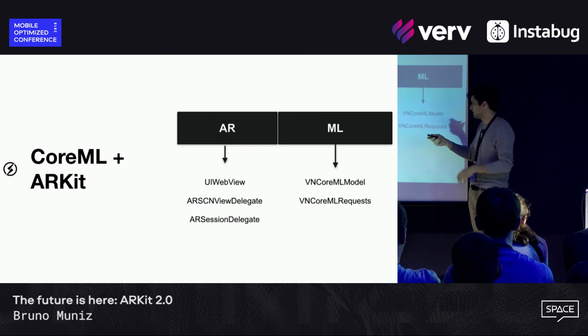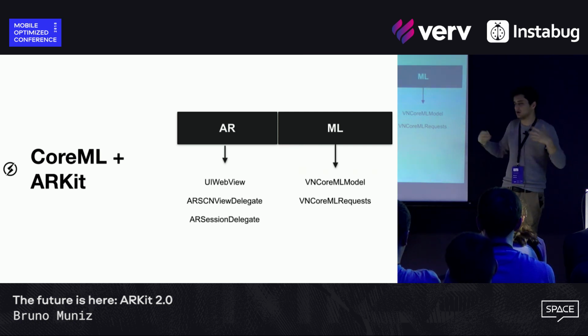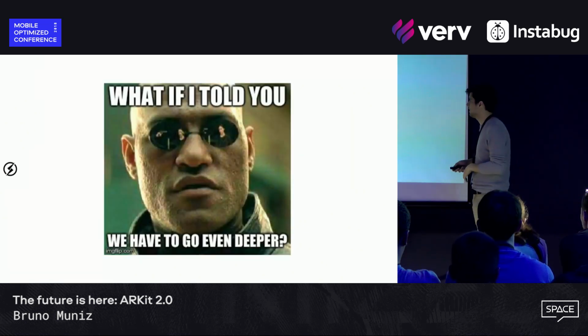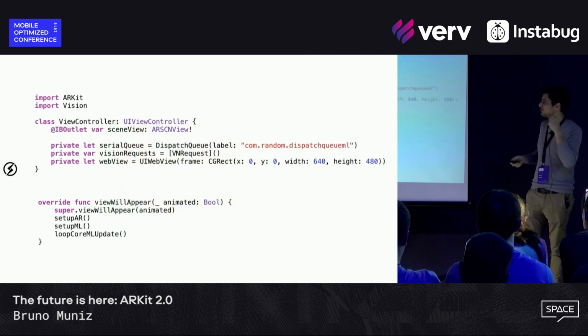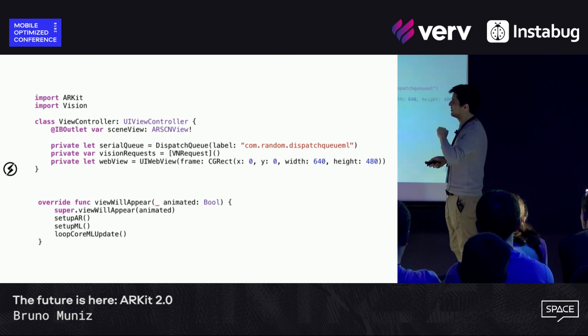And you're going to create a bunch of requests, and you're going to dispatch into the serial queue to check if this is a hand or not, if this is an open or closed hand. What if I told you we have to go even deeper? So we have to really look for code. I'm going to go with you line by line what I'm doing here.